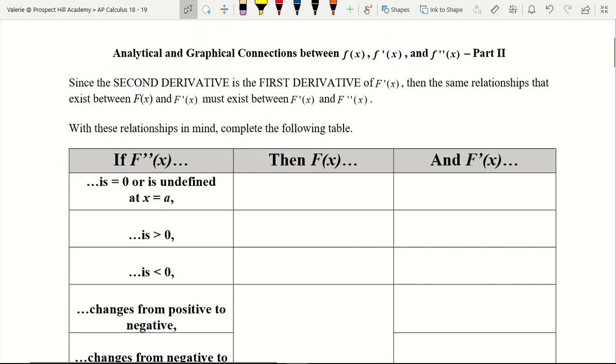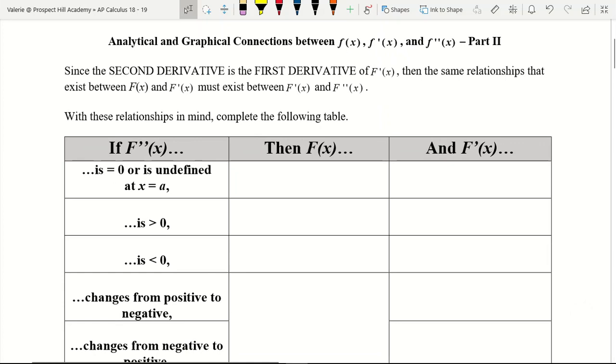Unit 4, pages 135 to 138, Analytical and Graphical Connections between f of x, f prime of x, and f double prime of x, Part 2. In the previous video, we looked at f double prime of x and its connections, initially between f of x and f prime. Now we're going to synthesize that and use that information.